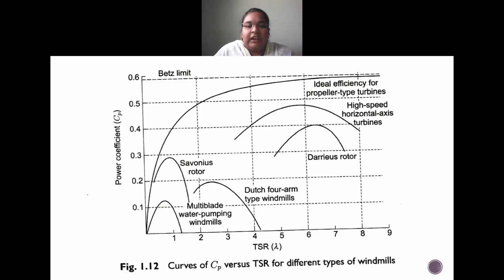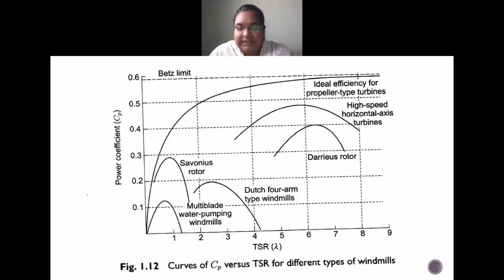We have seen the different types of windmills, and we have also established that Darrieus rotors and high speed propeller type rotors are ideal for power generation. Because of the low TSR and low power coefficient, Savonius rotors, Dutch type windmills, and multi-blade water pumping windmills are not suitable for power extraction. This we have already established.